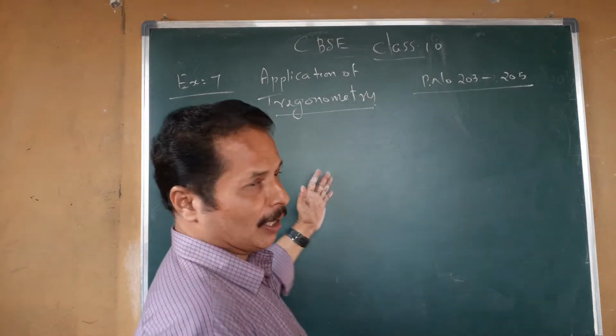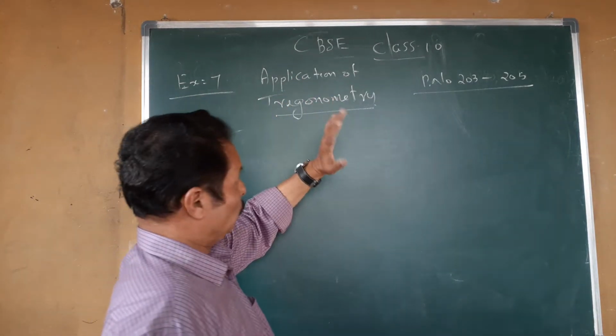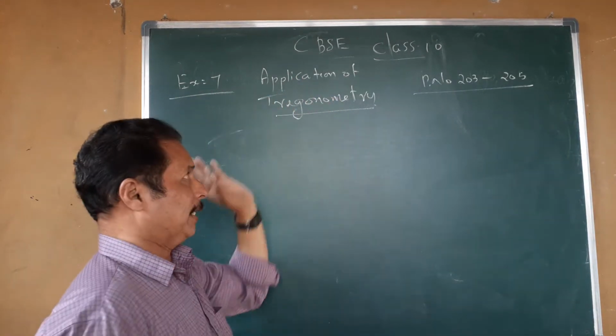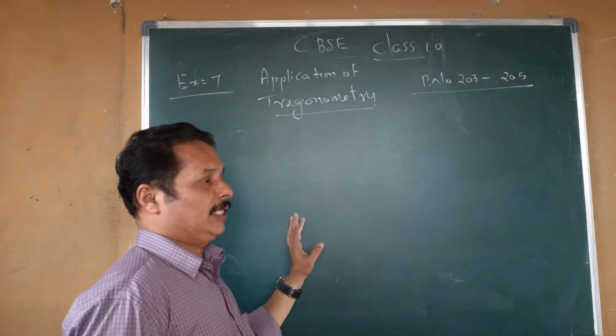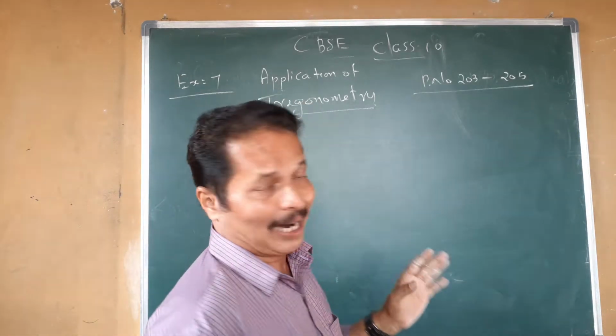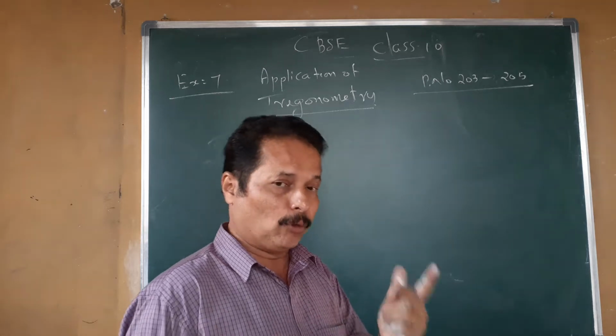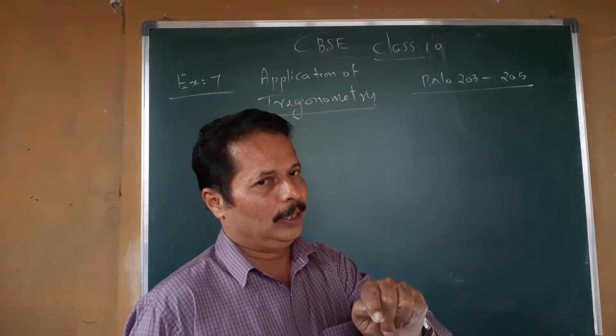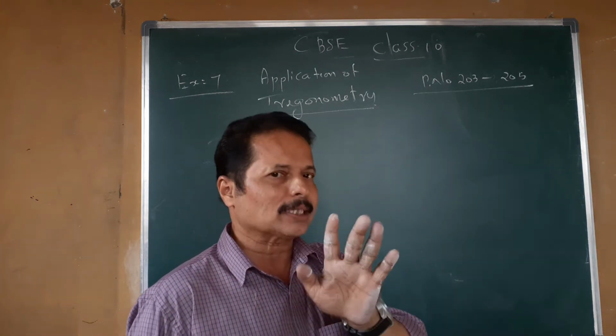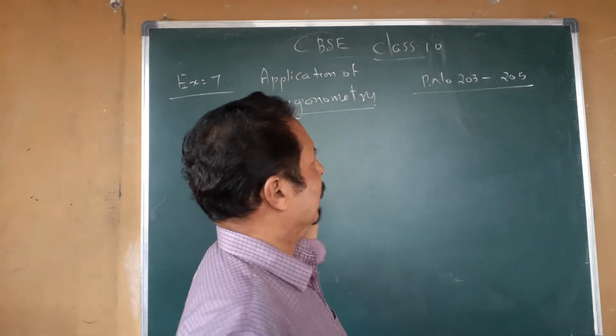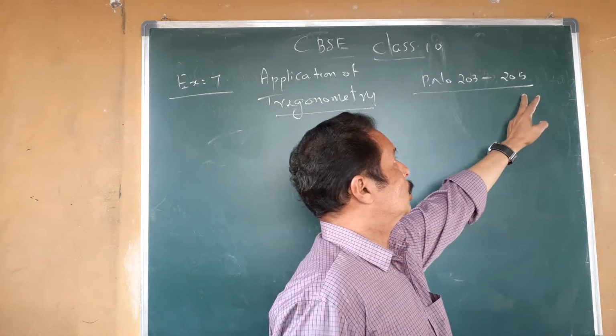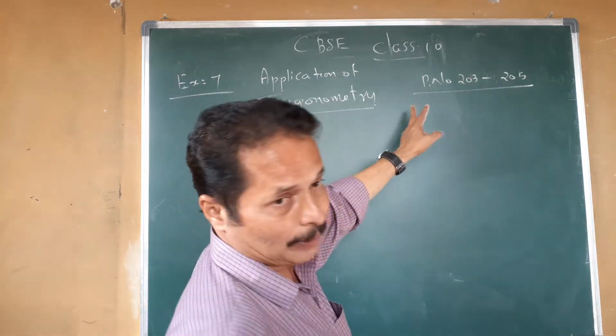Morning dears, look here. Today we want to discuss some more problems in application of trigonometry. Look very carefully here. I think you know the values of 30 degree, 60 degree, 45 degree, 0 and 90 for sine, cos and tan. Are you ready? Look here. Reference page number 203 to 205, that is exercise number 5.